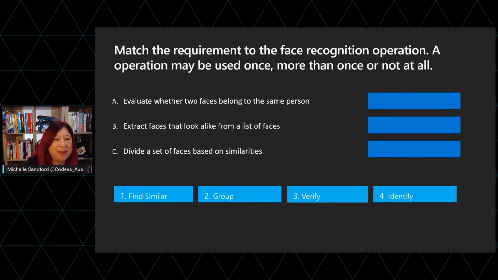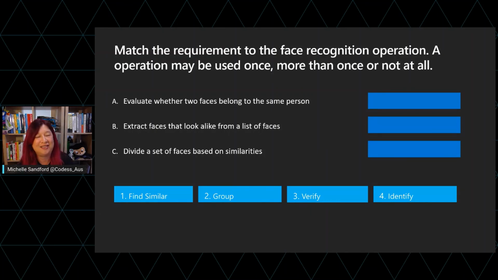Match the requirement to the face recognition operation. An operation may be used once, more than once, or not at all. So this one's a tough one, actually, because, in my mind, I have to really think and sort of logic out what each of the things are. So evaluate whether two faces belong to the same person. So what we have here is maybe we have identical twins, and we want to know whether the laptop should open for George and Dennis, or should it just open for George, whose laptop it is.